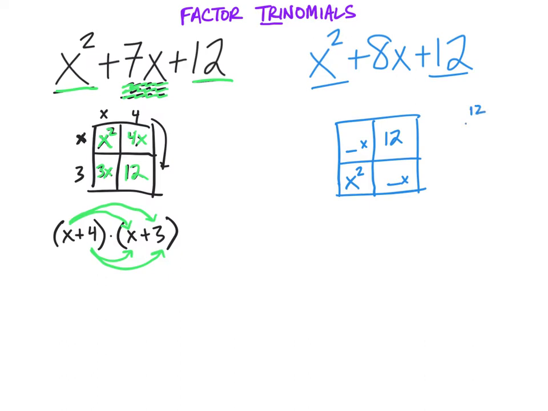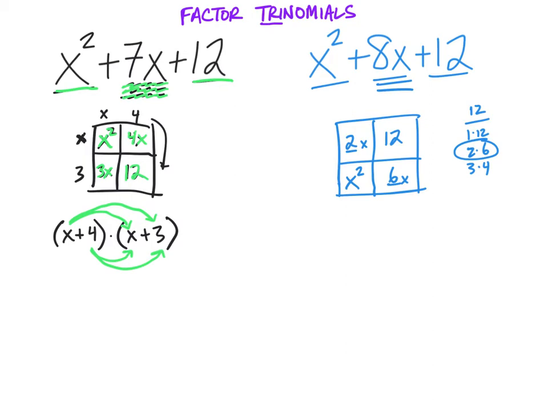Let's go ahead and factor 12. Well, we already did on the last problem. 1 and 12 doesn't get me to 8. 2 and 6 does get me to 8. And 3 and 4, well, that was the last problem. So if I add 2 x's and 6 x's, now I can check off my 8 x's.